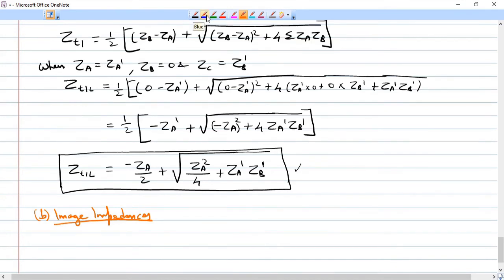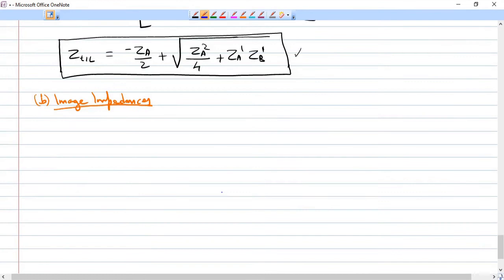Okay. So again we start with the general expression for image impedance. So we know that for an asymmetrical T network, the image impedance Zi1 is defined as square root of (Za plus Zc) divided by (Zb plus Zc) into sigma Za Zb.